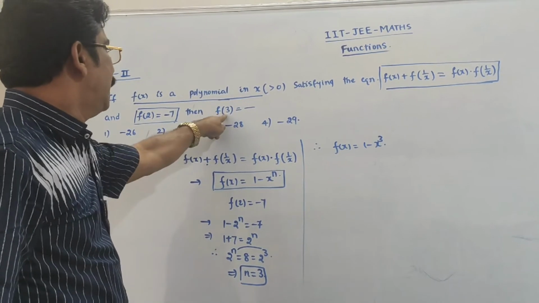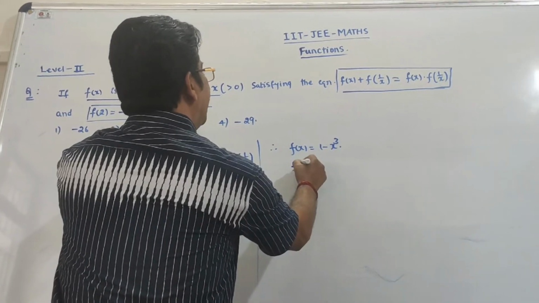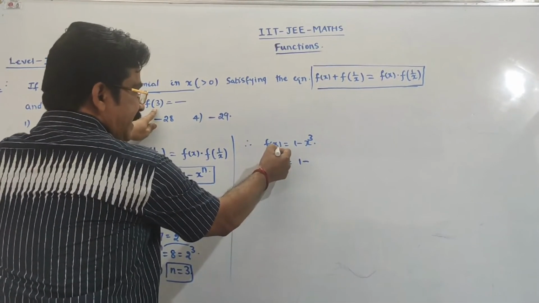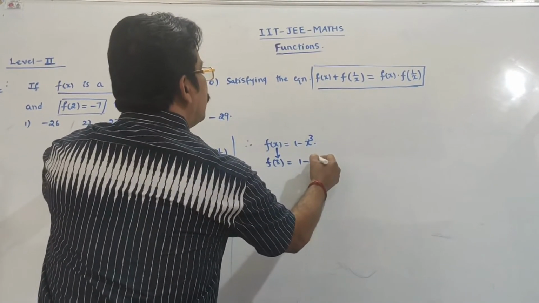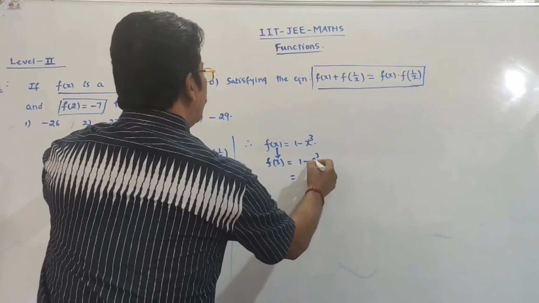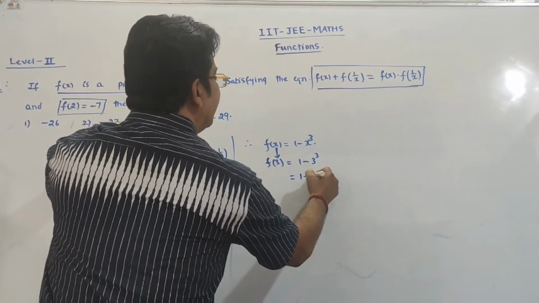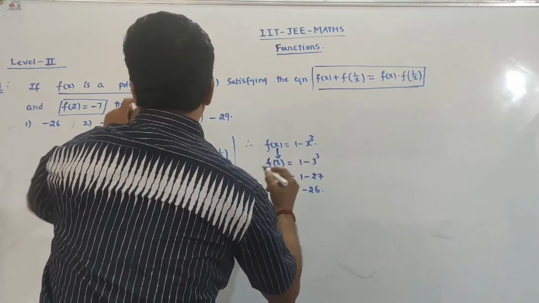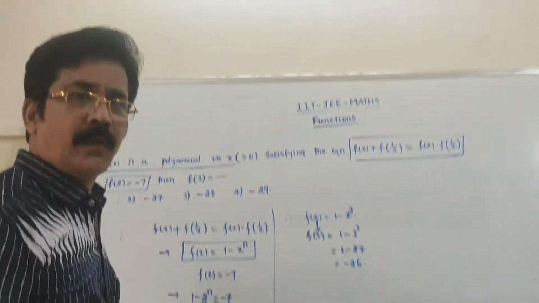Next, what is the question? Find f of 3. f of 3 is equal to 1 minus 3 cubed, since instead of x we put 3. So that is 1 minus 27, which is equal to minus 26. Its answer is minus 26. First option is right. Move on.